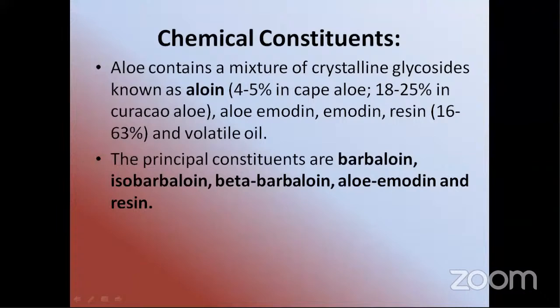So, the main or important chemical constituent is barbaloin, which is a C-glycoside in nature. Other constituents are aloe emodin, anthranol, isobarbaloin, beta barbaloin, and resins. Apart from these, the drug aloe also contains chrysophanic acid, choline, and galacturonic acid, etc.